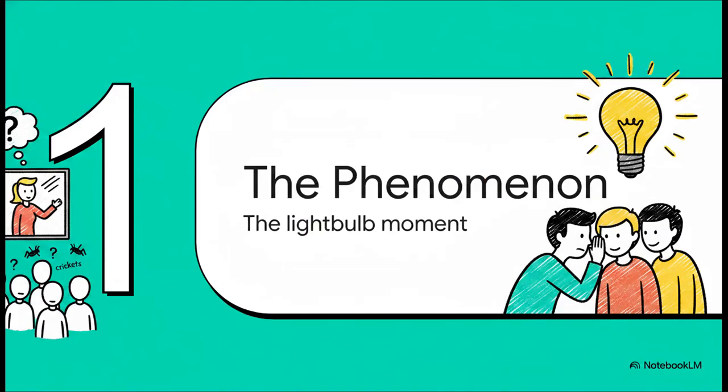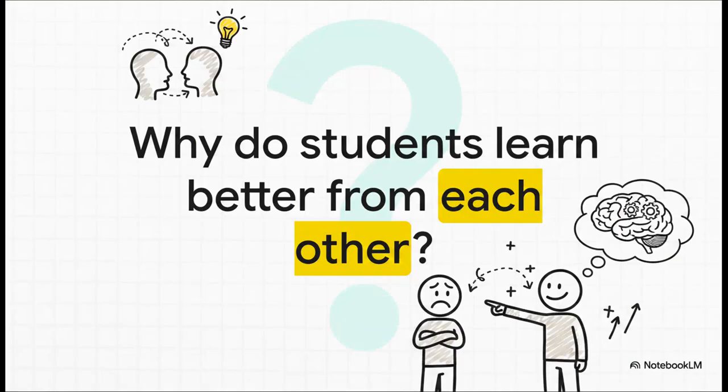Section 1. The peer explanation phenomenon. When the light bulb finally goes on. Picture this. You're up at the front of the room. You've explained a concept maybe 3 different ways, using your absolute best analogies, and you're getting nothing but crickets. But then, out of the corner of your eye, a student whispers to their desk mate. The desk mate nods, and boom, the light bulb goes on. It's beautiful, right? But also kind of maddening.